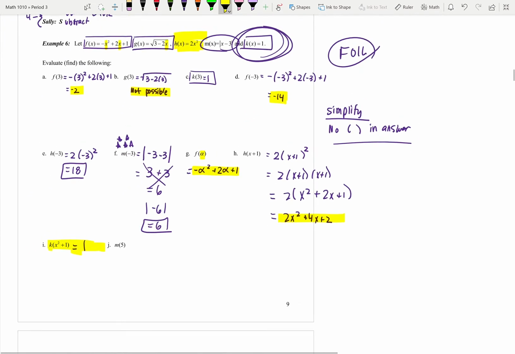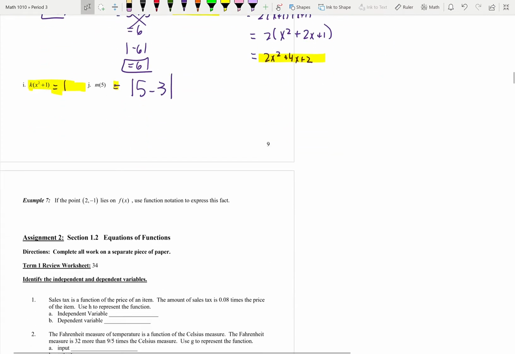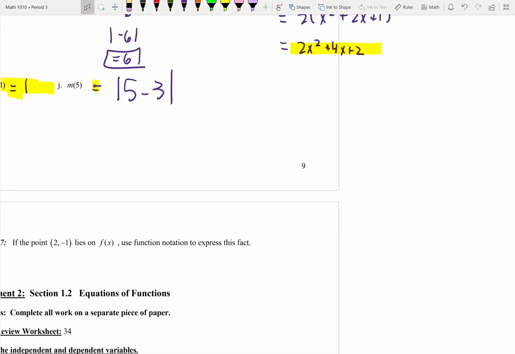Okay, find M of 5. Here we go. Put an equal sign. Absolute value of 5 minus 3. Is there an absolute value button on my calculator? No. Do I do the absolute value of 5 and then the absolute value of 3 and then pull them together and get an 8? No. You do the inside stuff, right? 5 minus 3 is a 2. Absolute value of 2 is a 2 and you're done.